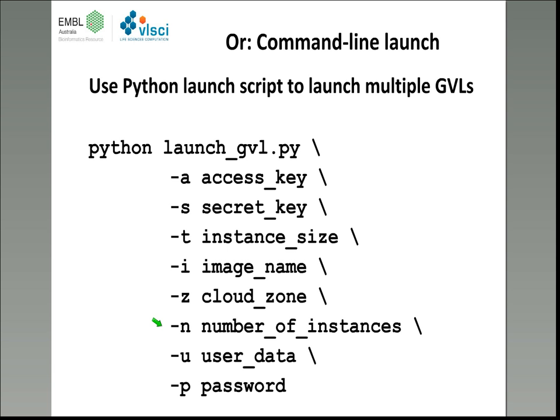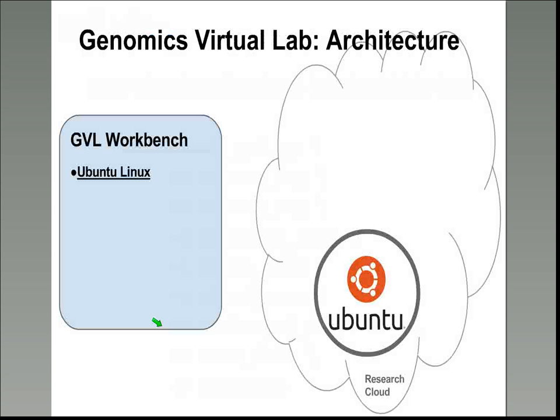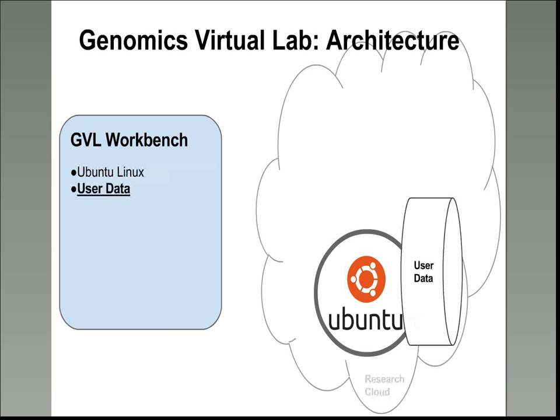So what happens when you press go? Firstly, the GVL launcher and the Cloudman asks the cloud of your choice to provision an instance for you. And then Cloudman starts up the GVL-based Ubuntu on it. Once that happens, it attaches a volume which may have user data on it, but it's generally a large disk.